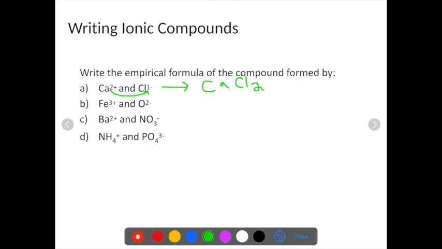Then we have iron. We're going to take the 3 and put it as a subscript on oxygen, and take the 2 and put it as a subscript on iron. So we get Fe2O3. Again, that gives us a neutral compound, so you don't have to check every time.